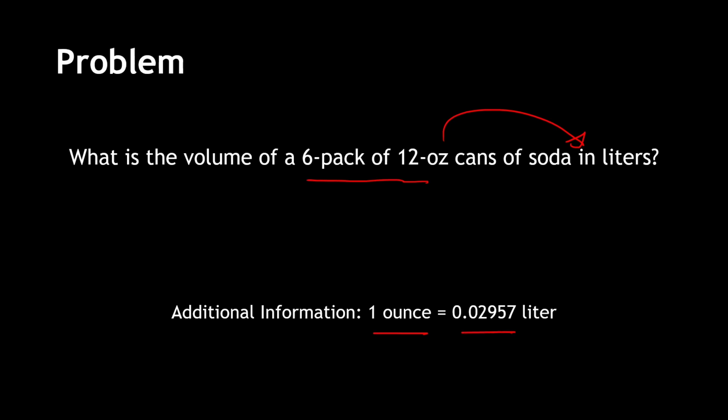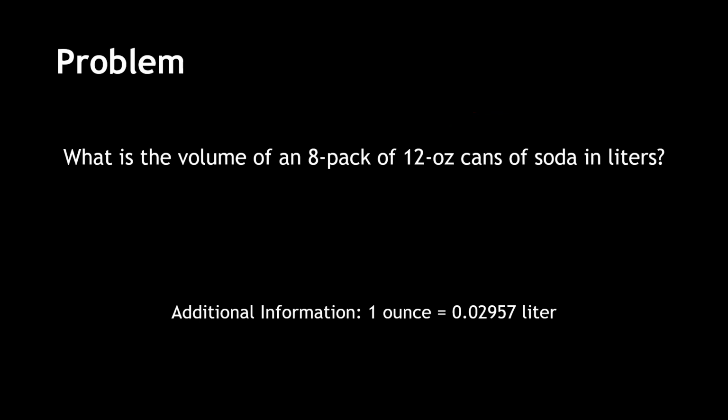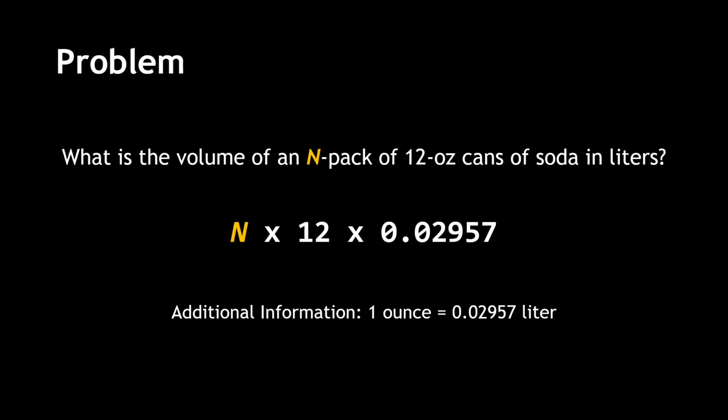So this is a pretty straightforward question. The result is this product. Here, we know that each can is worth 12 ounces and each ounce is worth 0.02957 liters. And we have 6 of those cans, so the result is the product of these quantities. But what if we have 8 cans in a pack? Well, the only thing that changes is the first term. It becomes 8 instead of 6. Now, if we extend it further, what if there are n cans in a pack? In that case, the first term would become n, and this is our variable.